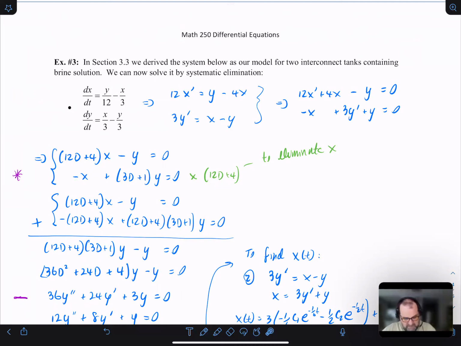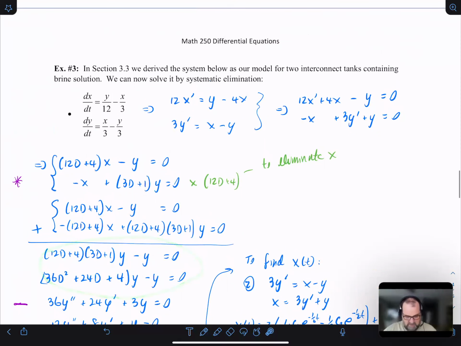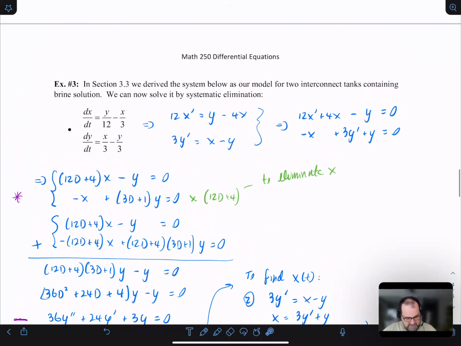So the first equation is unchanged, and the second equation we multiply through by 12D plus 4. We can then add these together, eliminating the x's, and then we would get a DE for y by itself that you can solve. That's basically what I wanted to point out. This is probably more typical, that we're going to be working with a term that looks like this. This is a single x term, but with a binomial operator.